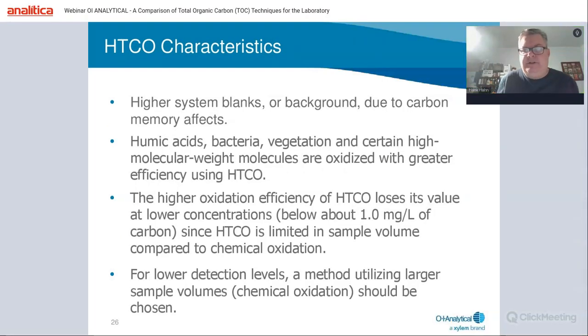With high temperature combustion oxidation characteristics, you will see some higher system blanks or background due to carbon memory effects. Humic acids, bacteria, vegetation, and certain molecular weight molecules are oxidized with greater efficiency using high temperature combustion. The high oxidation efficiency of high temperature combustion loses its value at lower concentrations, below about 1 milligram per liter of carbon, since it's limited in sample volume compared to chemical oxidation. And for lower detection limits, a method utilizing larger sample volumes should be chosen.